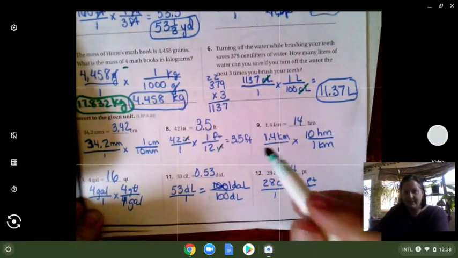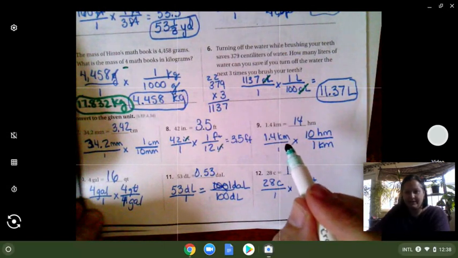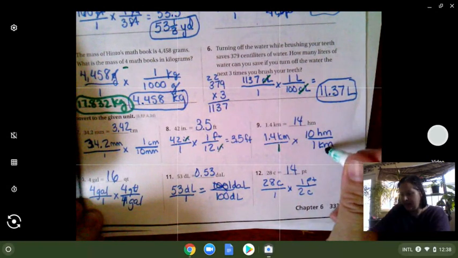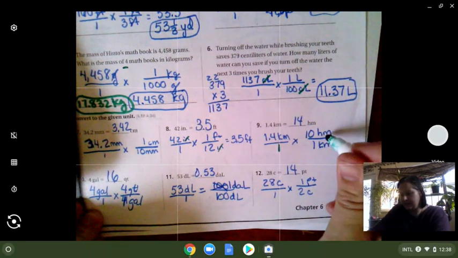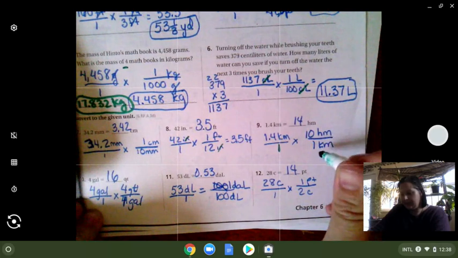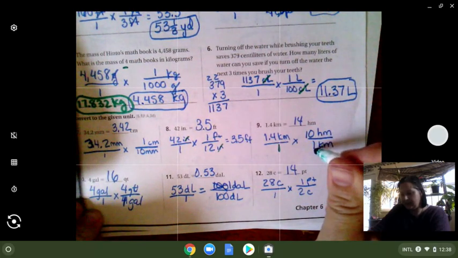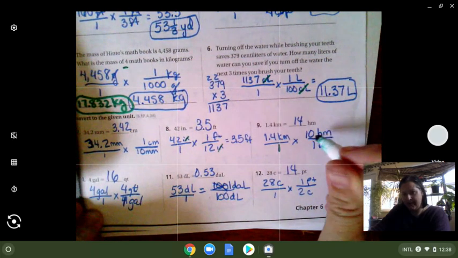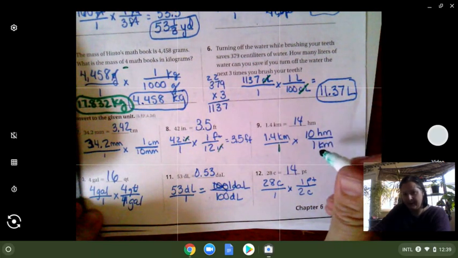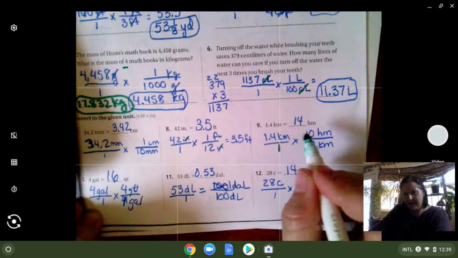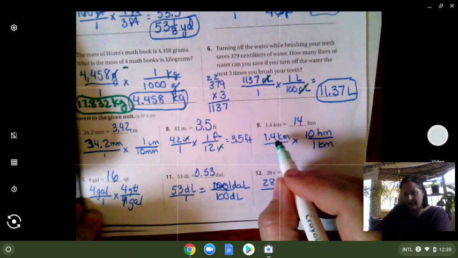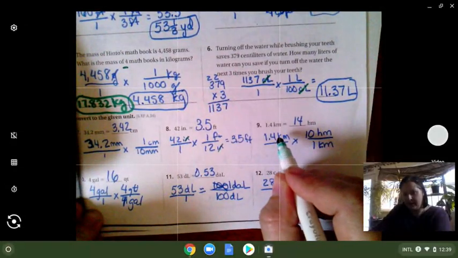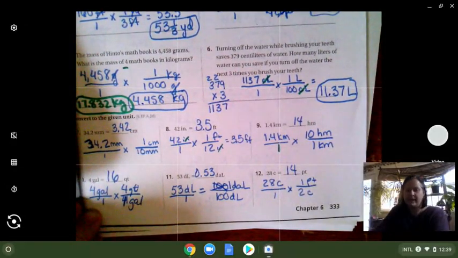All right, here we start with 1.4 kilometers over 1. That's what they give us. Then we're going to see how many kilometers in a hectometer. And so we have 10 hectometers in 1 kilometer. This one's a smaller unit, so there's 10 of them in 1 kilometer. So here we're just going to multiply by 10, and when you multiply by 10, you move your decimal 1 spot to the right to make it bigger because there's a 1 0 there, so 1 spot. And it'll be 14 hectometers.